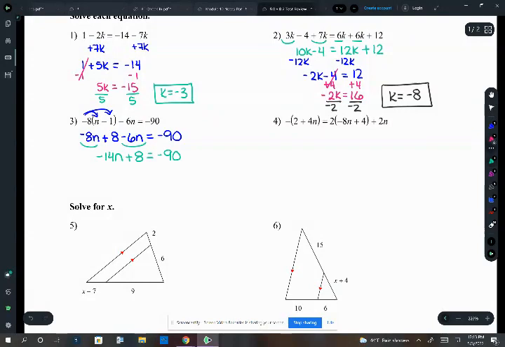We're going to get rid of positive 8 by subtracting 8. So we get negative 14n is equal to negative 98. And then we're going to undo multiply by divide. So we're going to get n is equal to, what is that, 7.